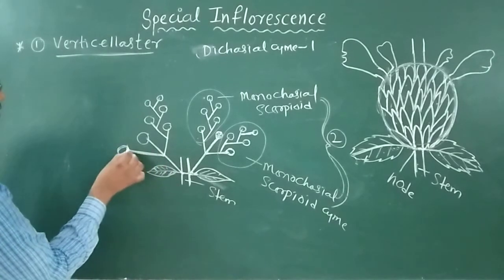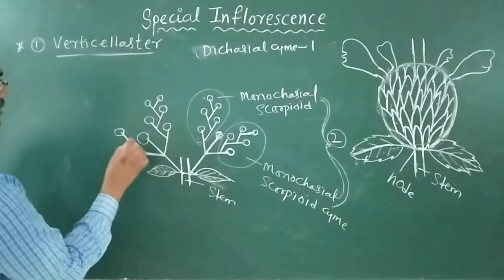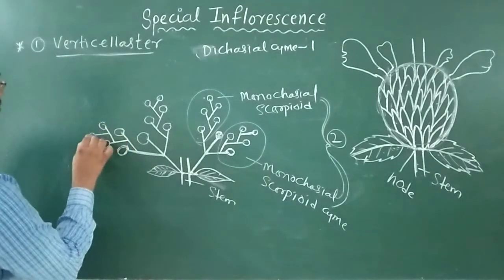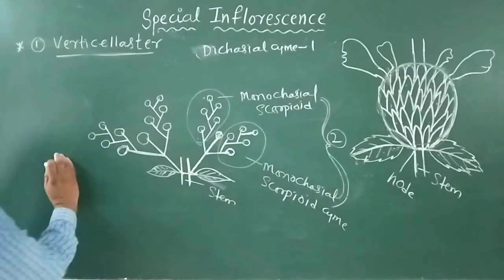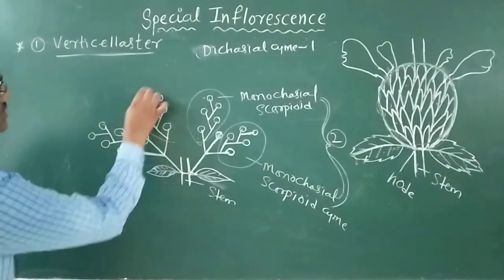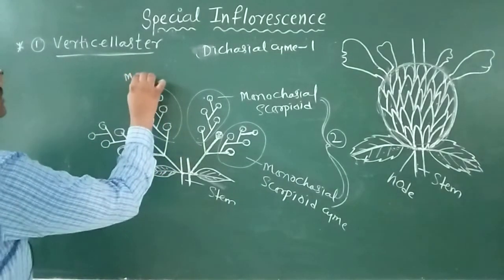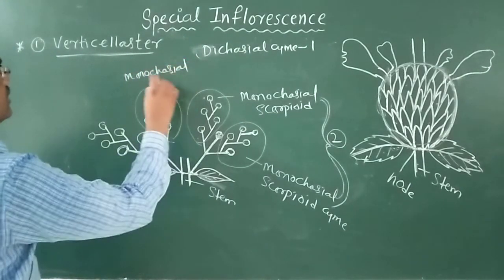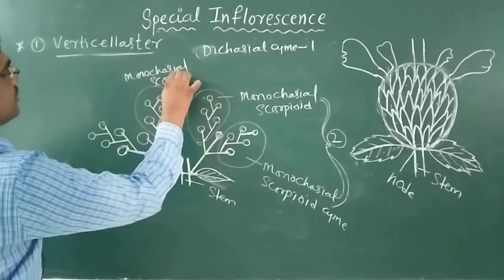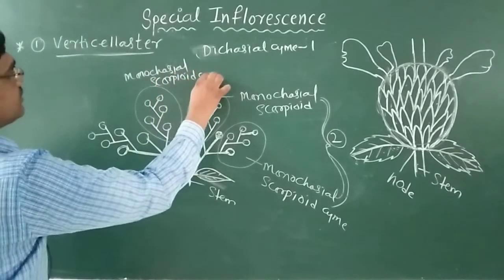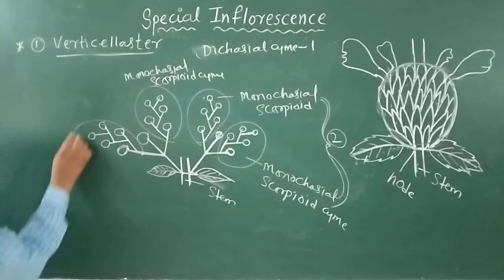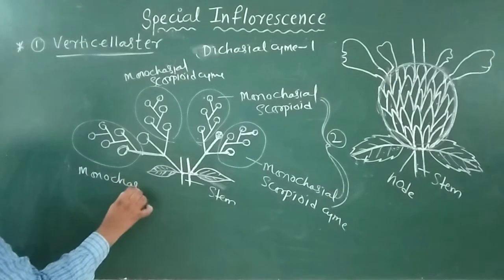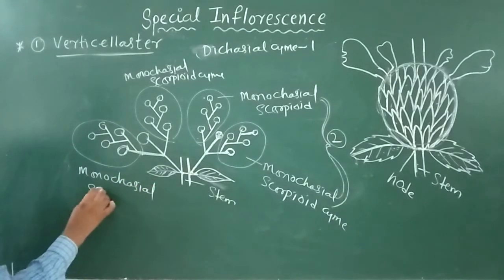This monocasial cyme is a scaphoid monocasial cyme. Okay, now from this side, this is one monocasial scaphoid cyme. Again this side, again one monocasial scaphoid cyme.